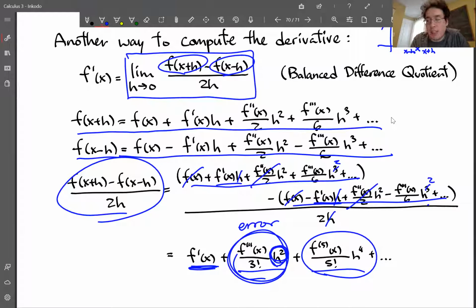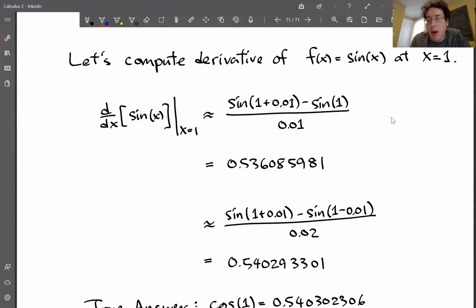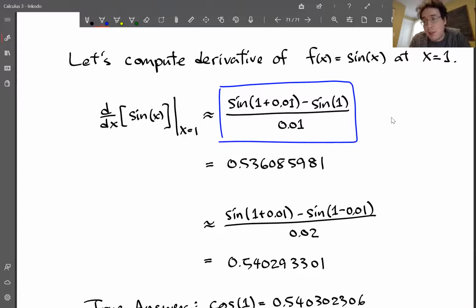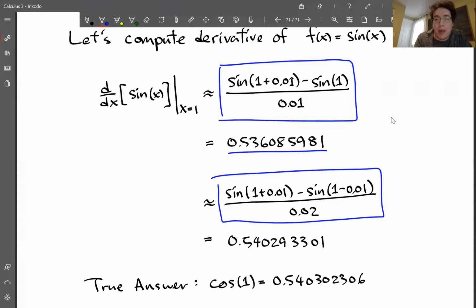Let's actually see this in practice. Okay, so let's approximate the derivative of sine function at x equals 1 with the usual difference quotient that we use in Calc 1 class. If you type this into the calculator, this is the value I got, 0.5360 and so on. If you do the balanced difference quotient, now I'm evaluating sine at 1.01 and 0.99, and you divide by 0.02. And this is what we get for the derivative.